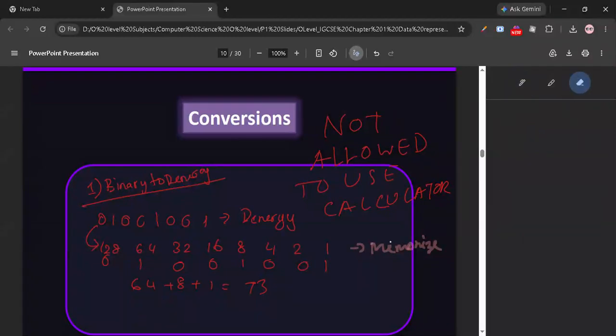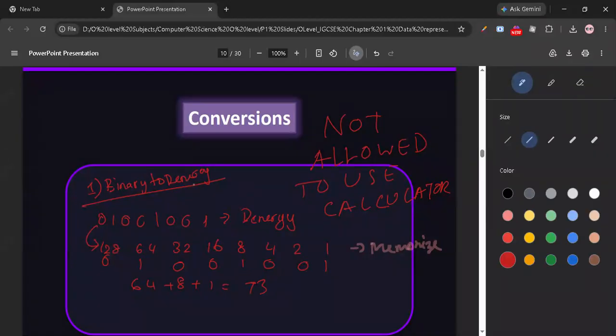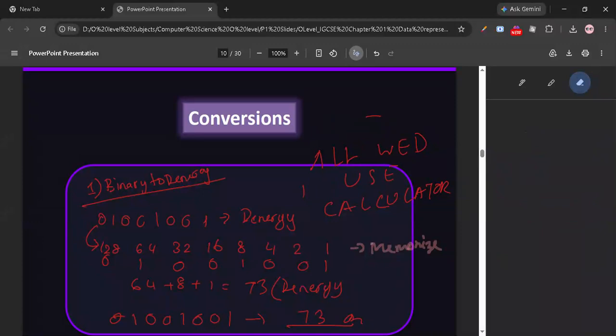Alright, so this is the one math which I have done from binary to denary. So this is the denary number. They will give us space over here to write it, like 1001001, and then you just write 73 in the space. That's it. All right, let's move on to the next one.